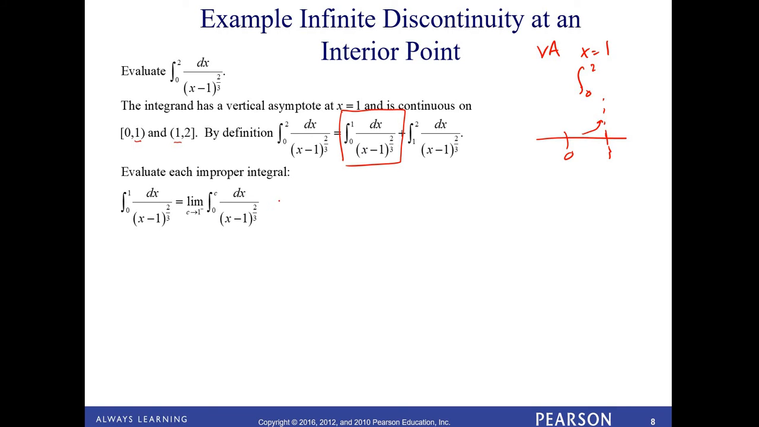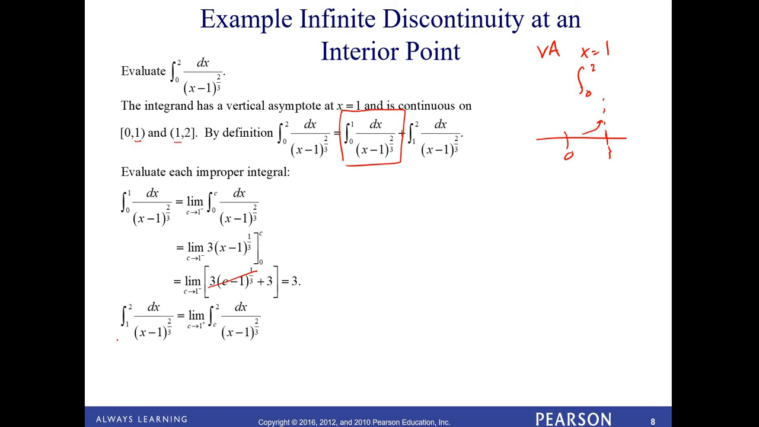And so I'm going to use my improper integral to evaluate this. The antiderivative is 3 times x minus 1 to the 1/3, and then applying the limit as c approaches 1. As c approaches 1, all of this is 0, and I get 3.